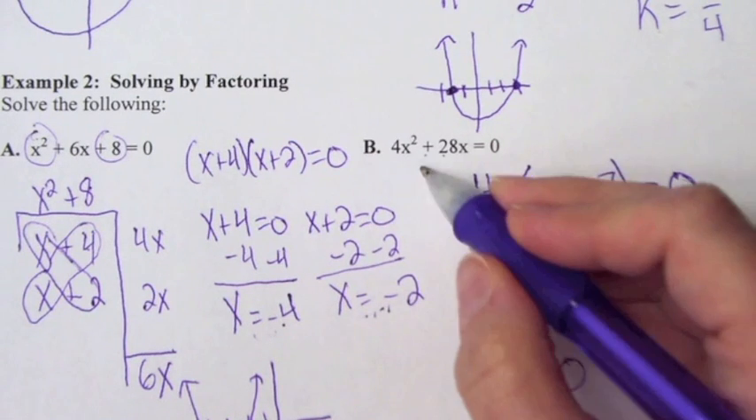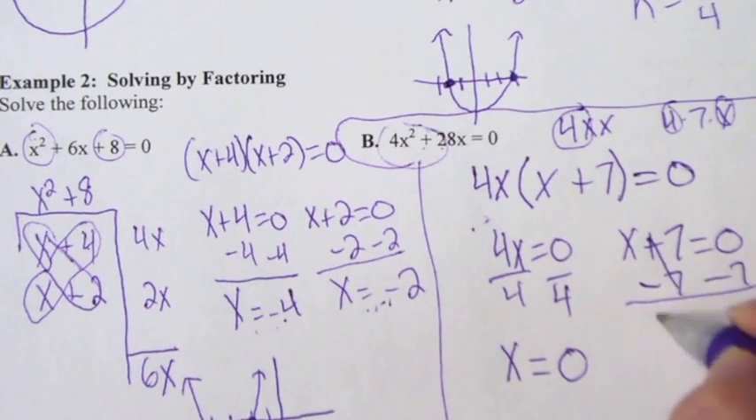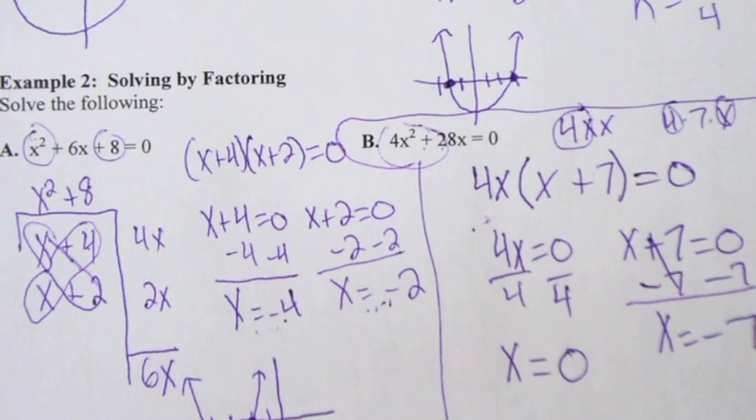All right, so then the second equation, we subtract 7 from both sides, and we get x equals negative 7. So our two intersection points on the x-axis are 0 and negative 7.